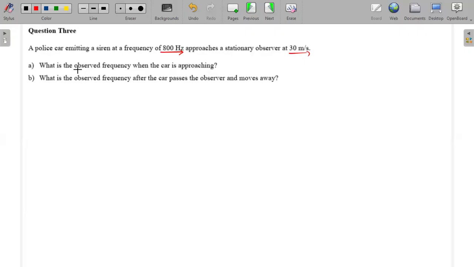Now they want us to calculate the observed frequency by the observer when the car is approaching. So when you are observing sound waves from a moving object, it might be moving towards you or moving away from you. That phenomenon, we call it the Doppler effect. Have you ever heard about the Doppler effect?